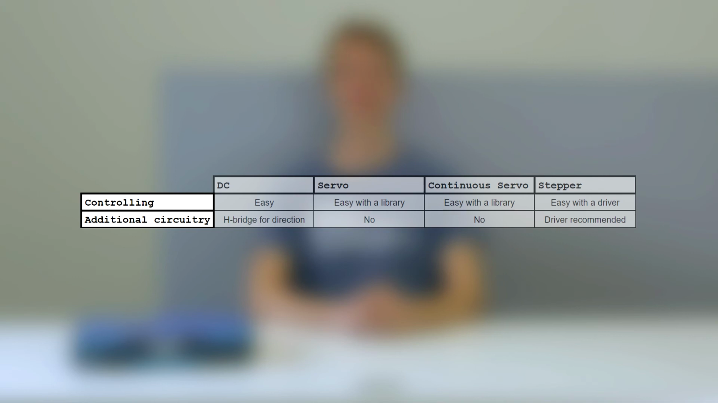Lastly, the control complexity and need for additional circuitry. DC motors are easily controlled with a PWM signal, and they only need additional circuitry if you want to change the direction of rotation. In that case, you need an H-bridge or a motor driver. Servo motors are also easy to control with the Arduino library, and the circuitry they need is already built into them. With stepper motors, we recommend using a motor driver, as it simplifies the control and circuitry a lot. Without a driver, it can be a bit tricky to get the stepper to work as wanted.